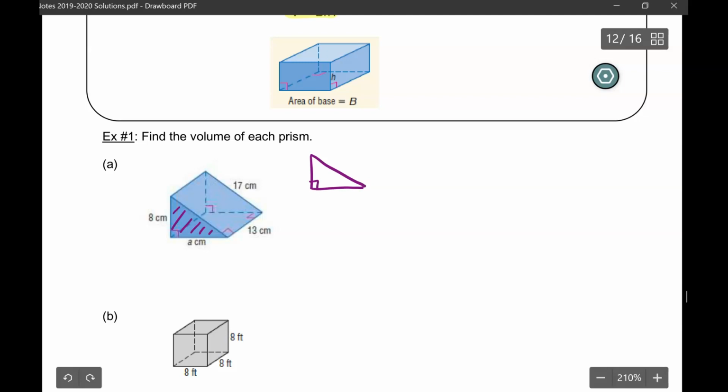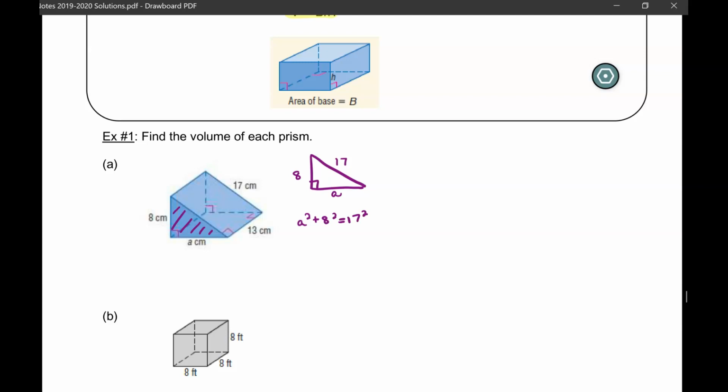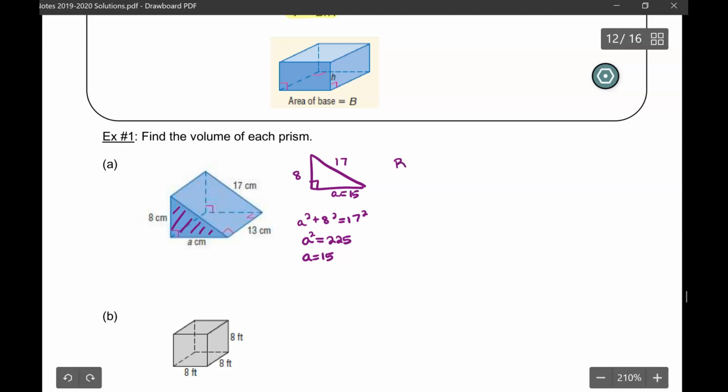So if I have, this is 8 and this is 17, I have to figure out what a is. So I'll have a squared plus 8 squared equals 17 squared. So 17 squared minus 8 squared is going to be 225. So take the square root of that and we get 15. Okay, so the area of the base, it's a triangle, so we're going to do base times height divided by 2. Keep in mind that's the height of the triangle, not the height of the whole prism. So that will be 60. So area of the base will be 60.